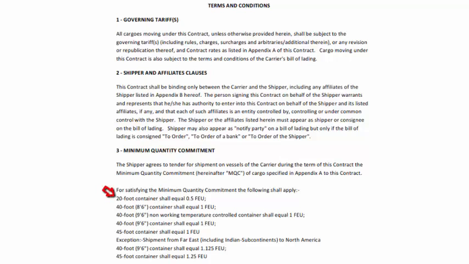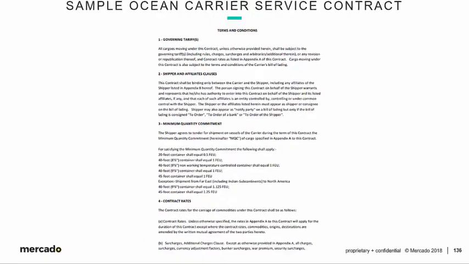A 20-foot container shall equal 0.5 FEU. That makes sense. A 20-footer is considered a half of a 40-footer. A 40-foot standard container, 8 foot 6 inches high, shall equal 1 FEU. Well, that makes even more sense. And we can move down quickly and see the other equivalencies. At the bottom, a 40-foot, 9 foot 6 container, that's a 40-foot high cube, shall equal 1.125 FEU, and a 45-footer shall equal 1.25 FEU.